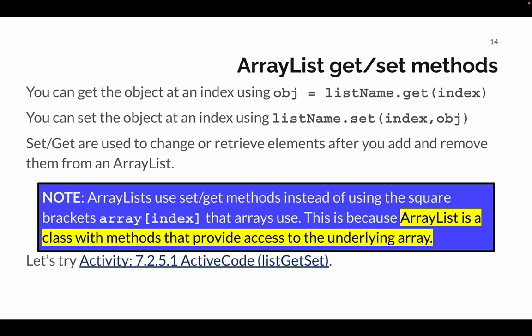So an array list uses the getters and setters method instead of using the square brackets of the index. So you can see a little bit of a difference. At this point, go ahead and try unit 7.2.5, the list get set.